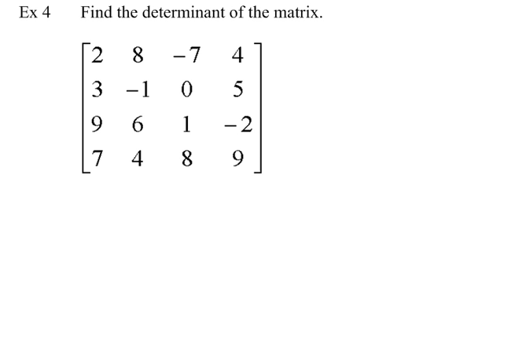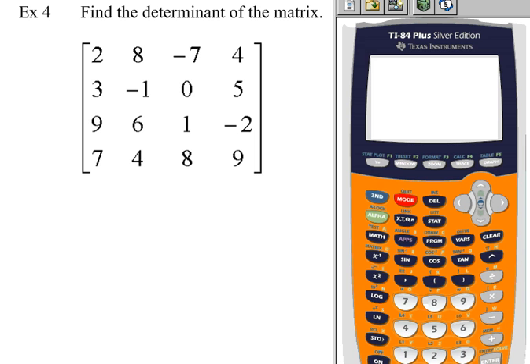Now, warning for you. Adding columns and doing the diagonal method will not work here. That method only works for 3 by 3 matrices. So to do this, we're going to have to say 2 times this determinant, -8 times another determinant, plus -7 times a determinant, -4 times this determinant. This is going to get messy. All right, there's got to be an easier way to do this.